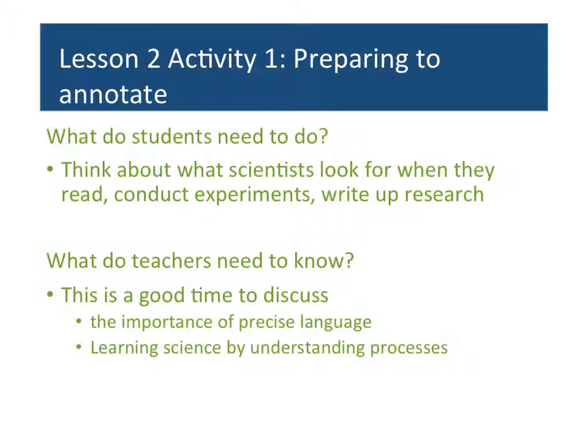So the first thing that we ask students to do is think about what scientists look for when they read, when they conduct experiments, when they write up research, because these are the types of activities that we're going to want students to be able to do by the end of this unit. So I think a lot of times students don't really think about what scientists would pay attention to when they read, and this particular lesson is going to get them started thinking in that way.